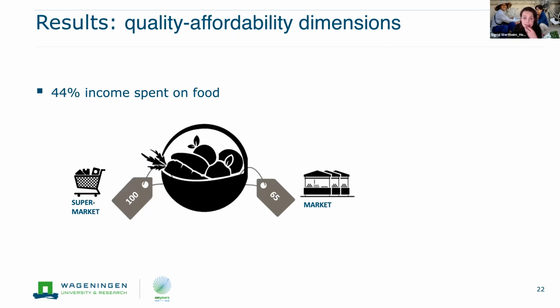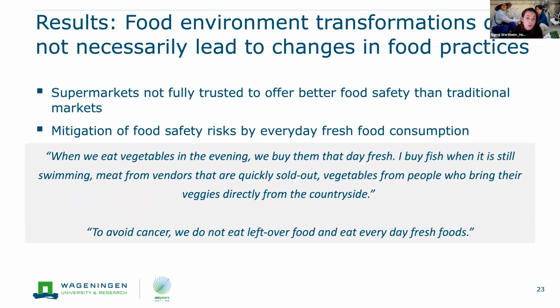And this also relates to what we measured on price and income spent on food. Overall, 44% of the income is spent on food, which is not unsurprising given our target audience being low-income urbanites. And if we compare supermarket to market pricing, markets are 35% less expensive than supermarkets. Now, given that vegetables are not a very expensive item in the daily menu, supermarkets could still be considered affordable. But given that supermarkets are not considered more convenient or more safe, most people prefer to shop at markets. Why pay more?